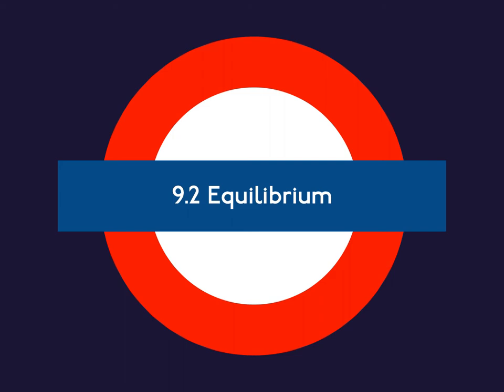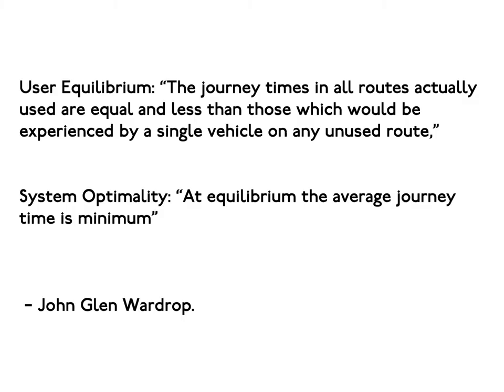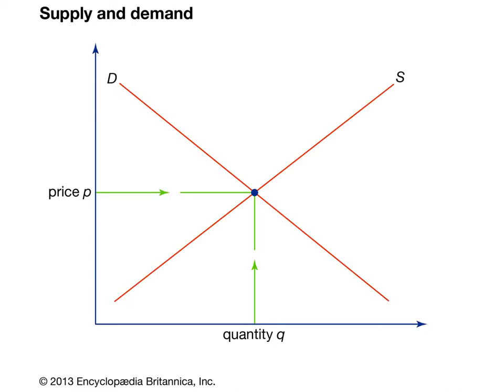9.2. Equilibrium. User equilibrium: the journey times in all routes actually used are equal and less than those which would be experienced by a single vehicle on any unused route. System optimality: at equilibrium, the average journey time is a minimum. John Glenn Wardrop. There are several types of network equilibrium.